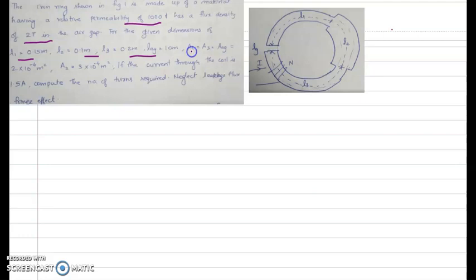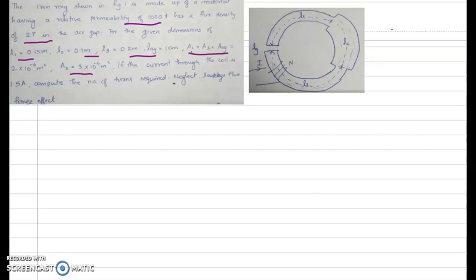Then A1, A3 and Ag, that is the air gap cross section. A1 and A3 cross sections are the same, 2 into 10 to the power of minus 4 meter square. And the area of the length L2 is 3 into 10 to the power of minus 4 meter square. Now, if the current through the coil is 1.5 ampere, you are asked to compute the number of turns required in order to produce the same flux density of 2 Tesla in the air gap.